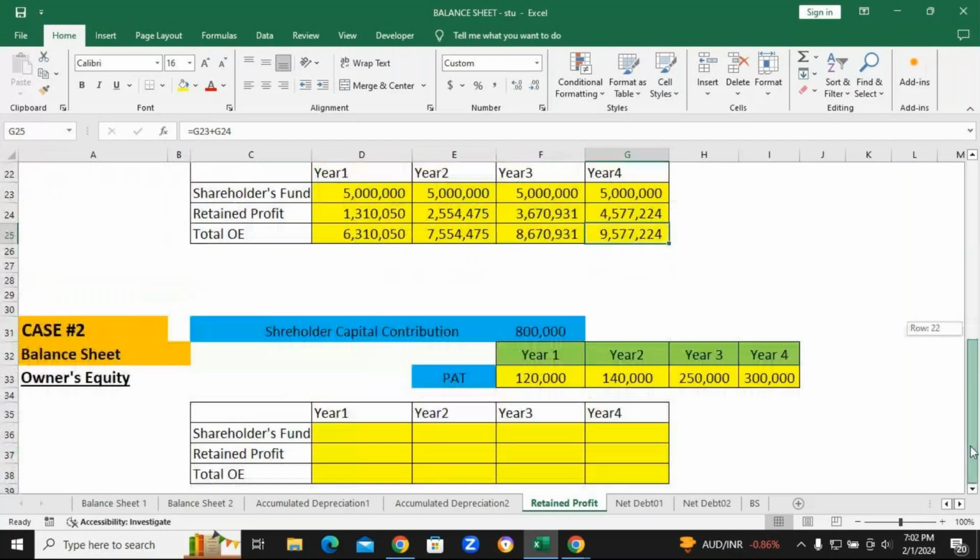And then here we have the second case, case 2. Owner's equity calculation has to be done. After finishing this, I wanted you people to solve this one. They are telling the profit after tax value from year 1 onwards. The shareholders fund is 8 lakh rupees. You have to calculate this over here.